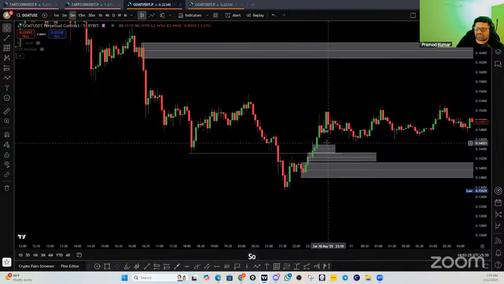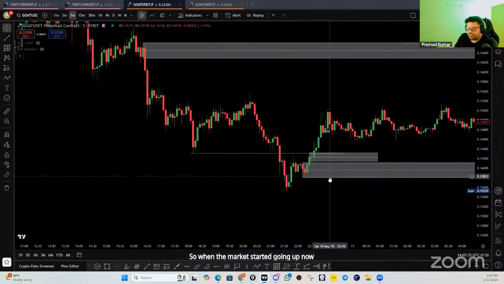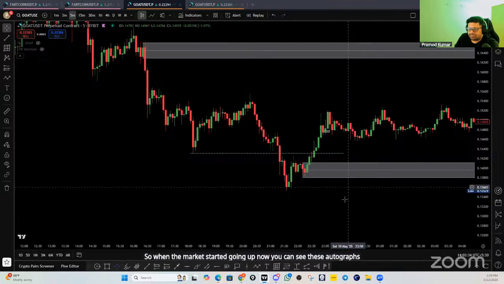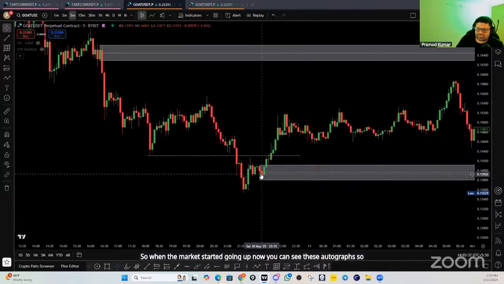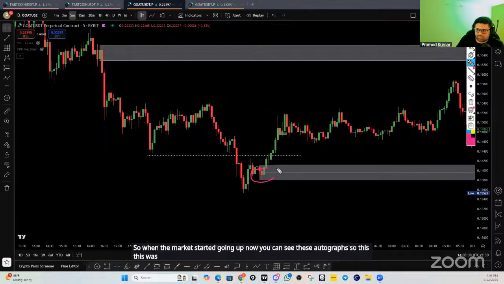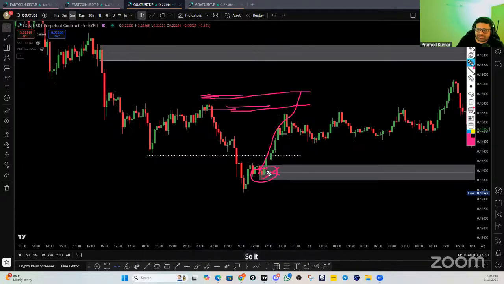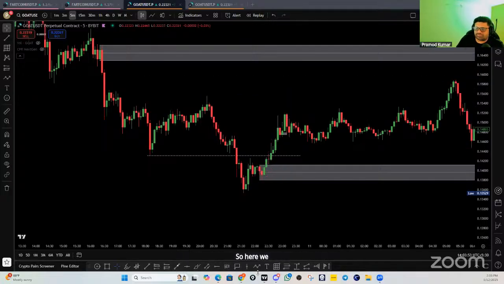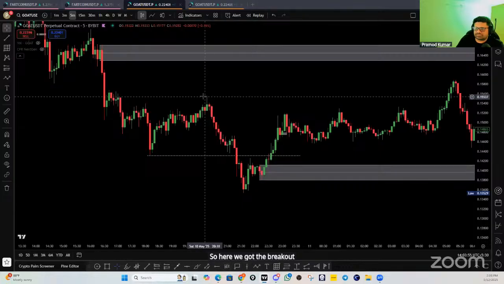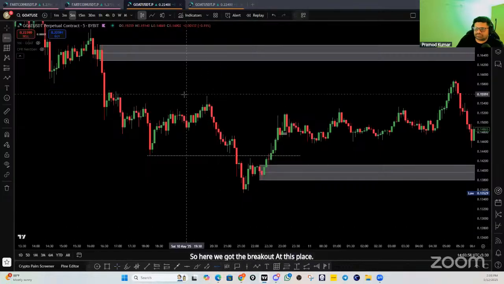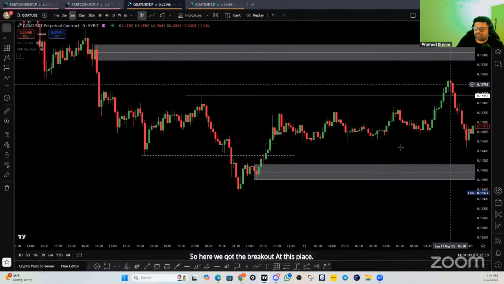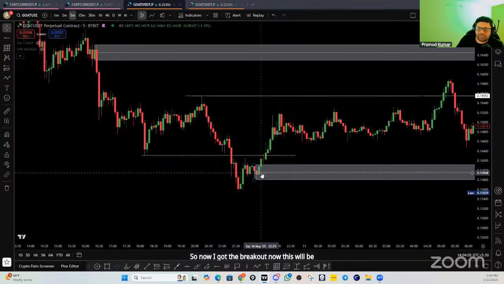When the market started moving up, now you can see these order blocks, right? This will be valid when I get a breakout of this. Until then it will not be valid. So it should break this level, then this will be valid for me. Here we got the breakout at this place. So now I got the breakout. Now this will be valid for me to take the long position.